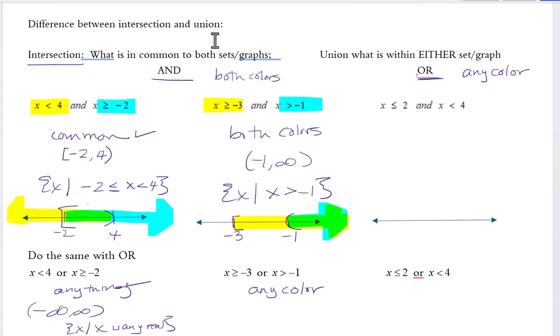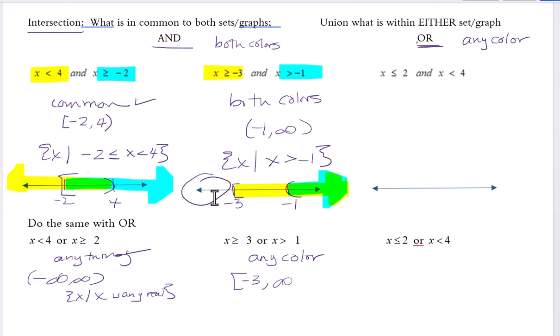But when I want the or situation, I want any color. So it can be blue, it can be yellow, it can be green. It's not going to be back here. That has nothing on it. So that is not going to be part of my set. But what it is I can start here at -3. That's got yellow, and then it goes up and up and up and all the way to infinity. That's going to be my whole interval here. Or we can, again, with my set builder, we can say all x such that x is greater than or equal to, because it had the squared off bracket, -3.